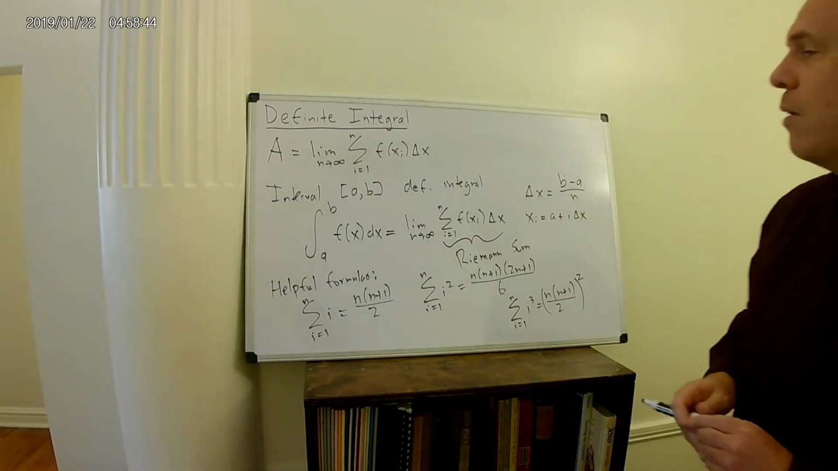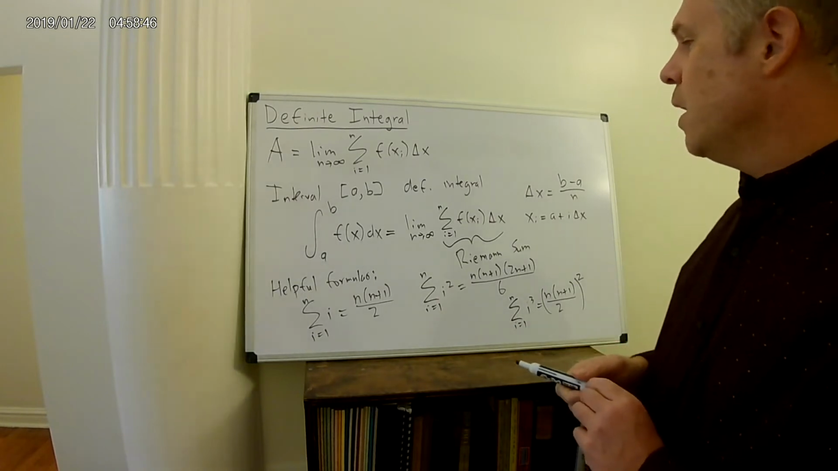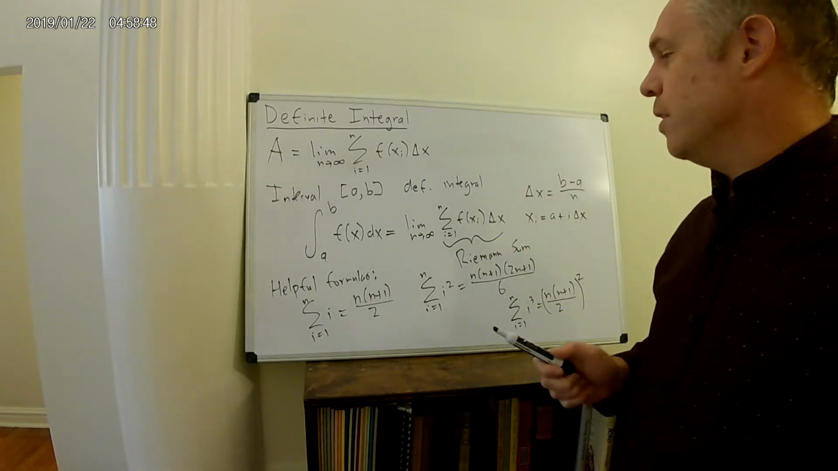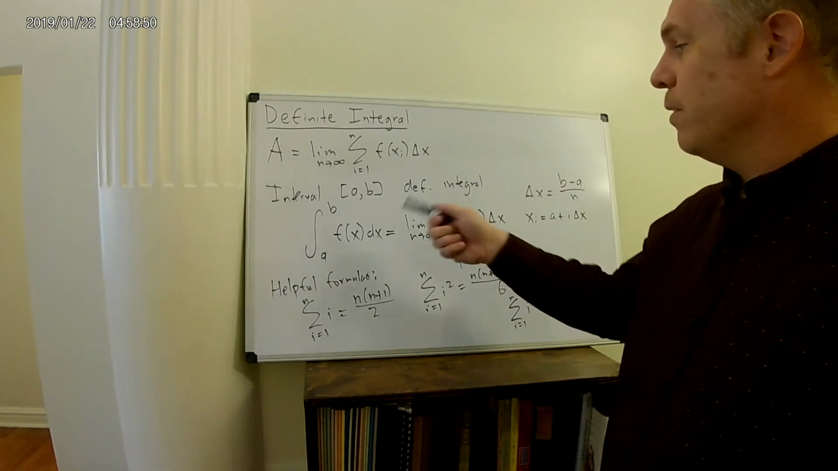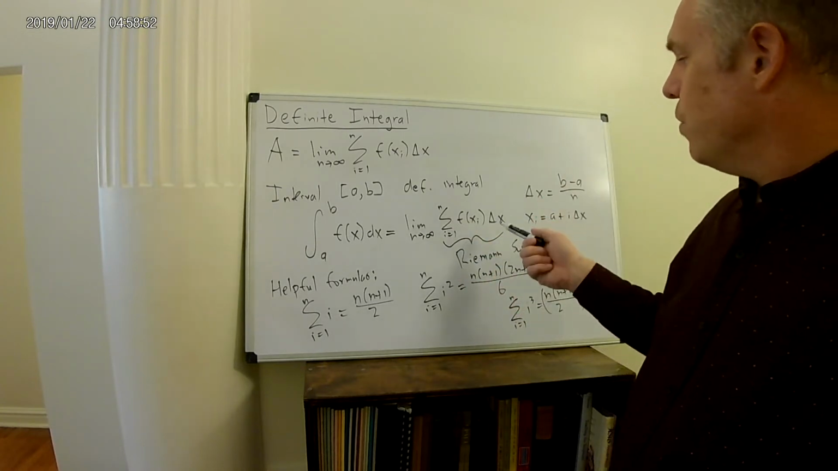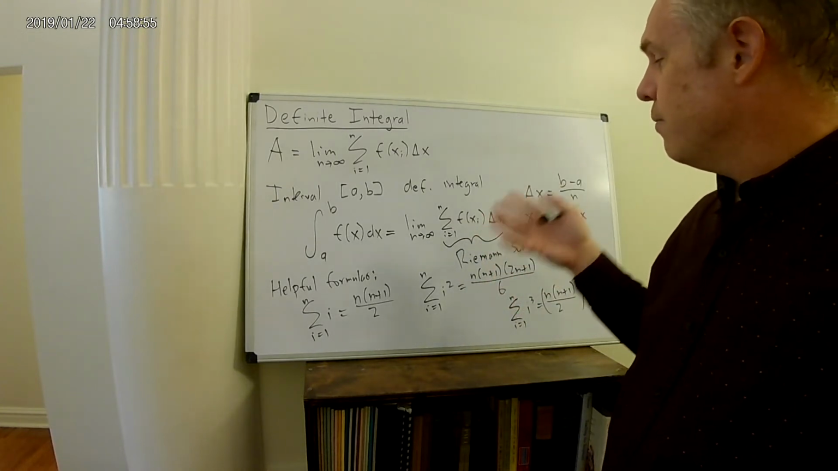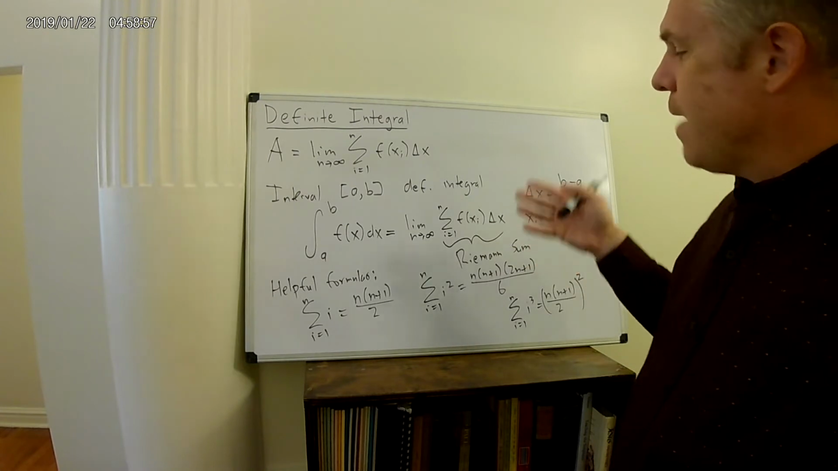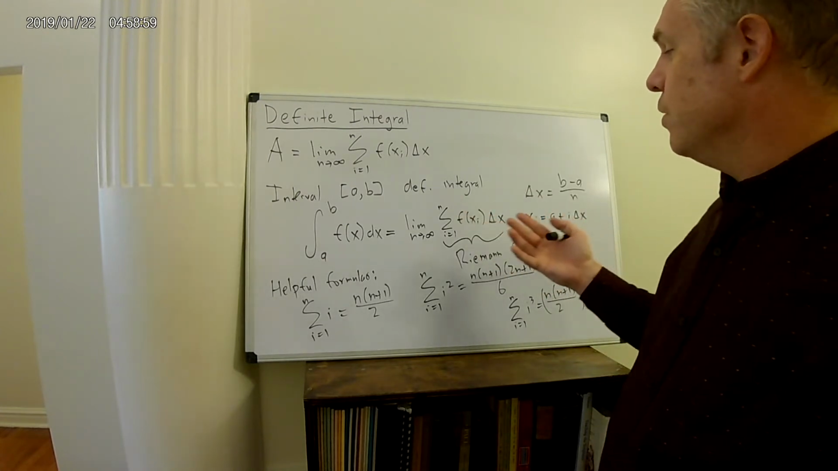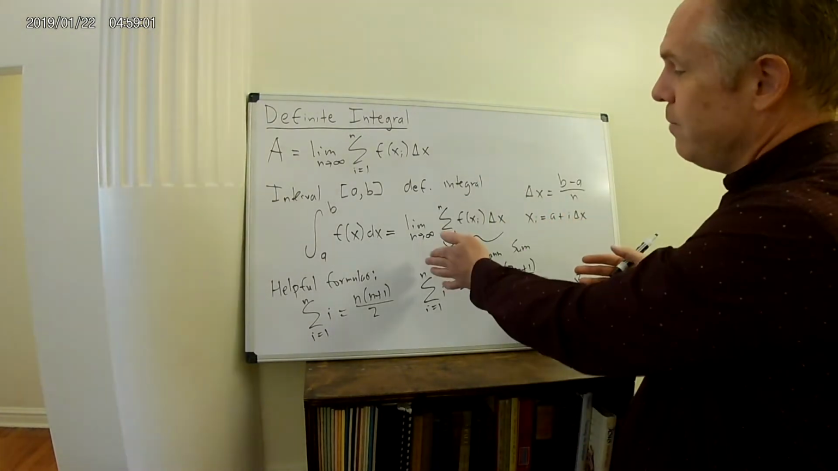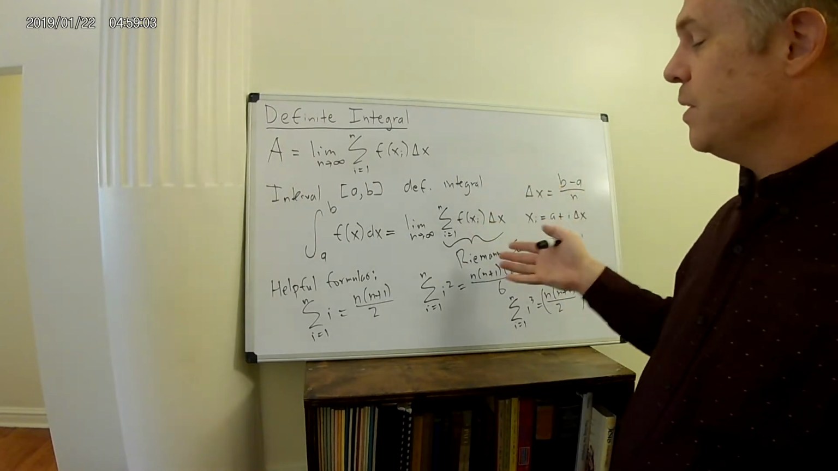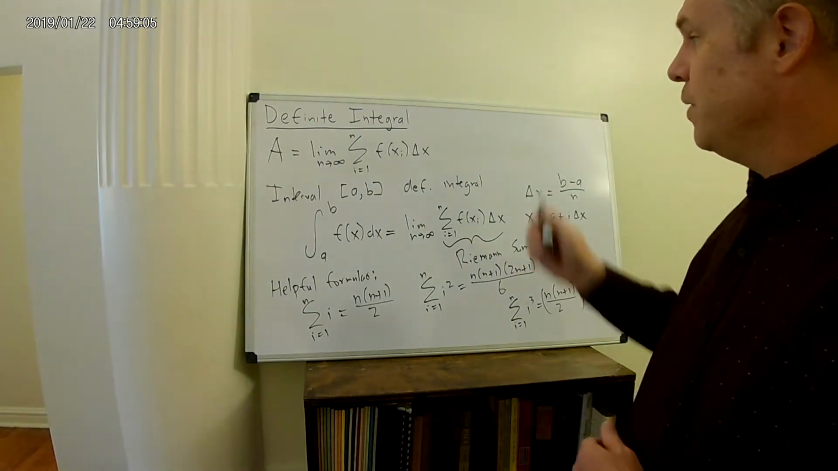So what we're going to do now in our example problem is we're going to take a function and approximate the area under the curve by taking the Riemann sum of a fixed number of 4 rectangles. And that's only approximately valid. And then we're going to take the limit as n goes to infinity of that sum to get exactly the area under the curve. But this is the basic theory.